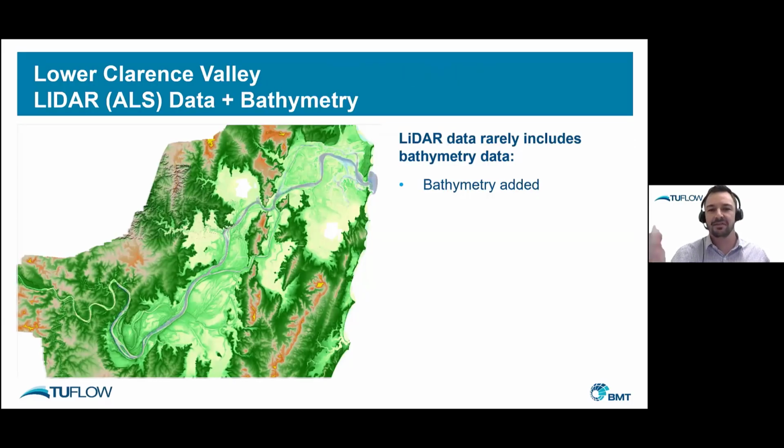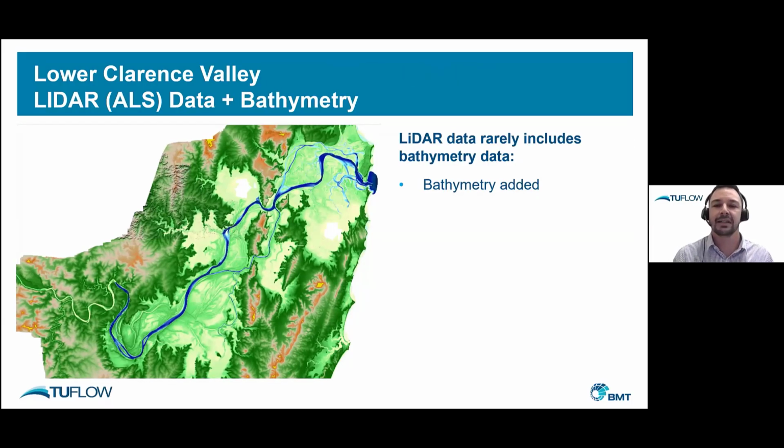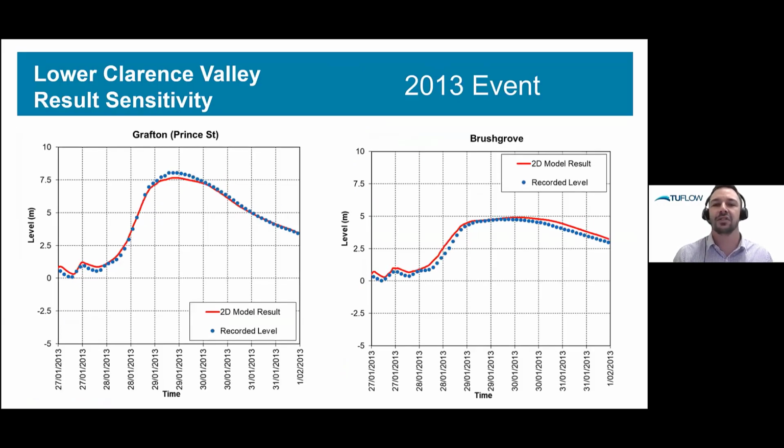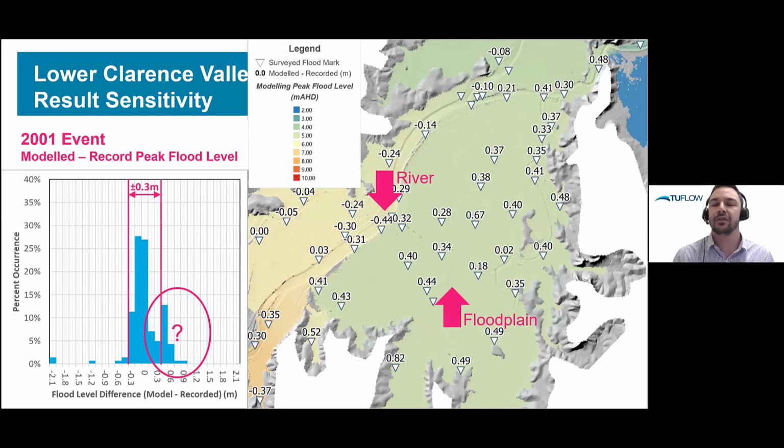So to start with, boom, bathymetry data. I noticed that was missing from the supplied data set. Let's drop that in. This is now how the calibration looks for 2001. That's how it looks for 2013. Looks pretty good. Let's now look at the peak flood level marks out in the floodplain, and all of a sudden it tells a slightly different picture. Here you see that the water levels in the floodplain are a little bit too high, in the order of 0.5 meter too high, and the levels in the river are a little bit too low.